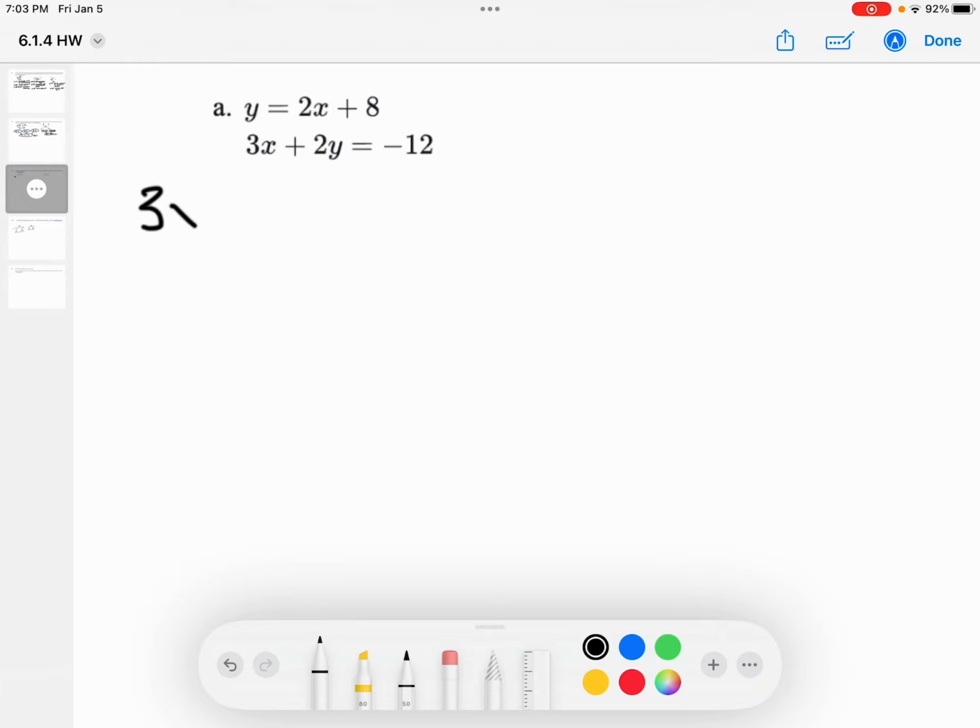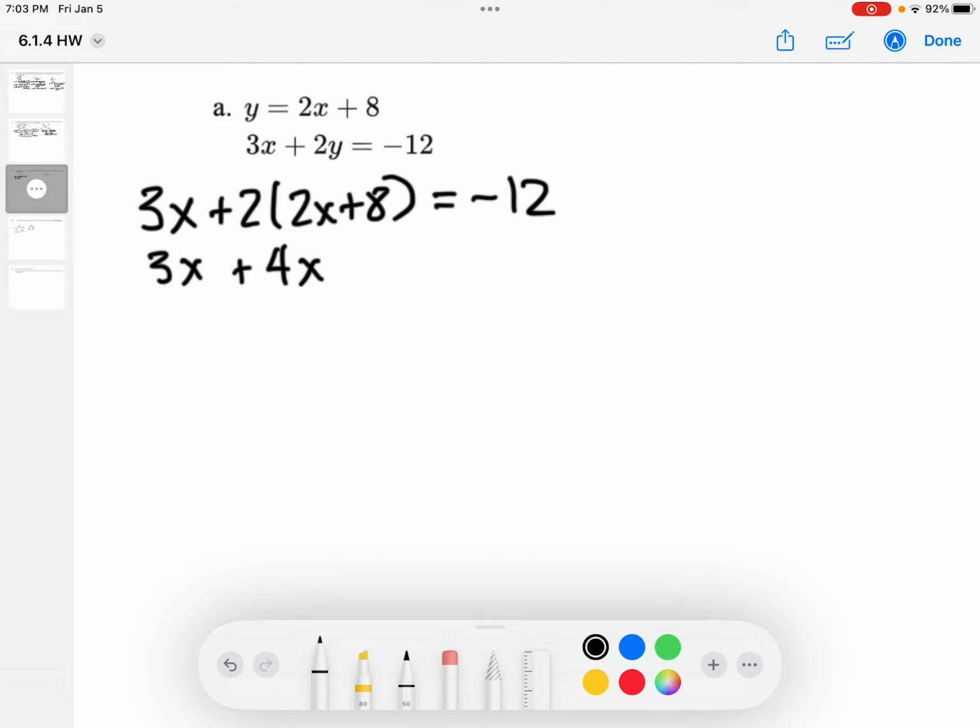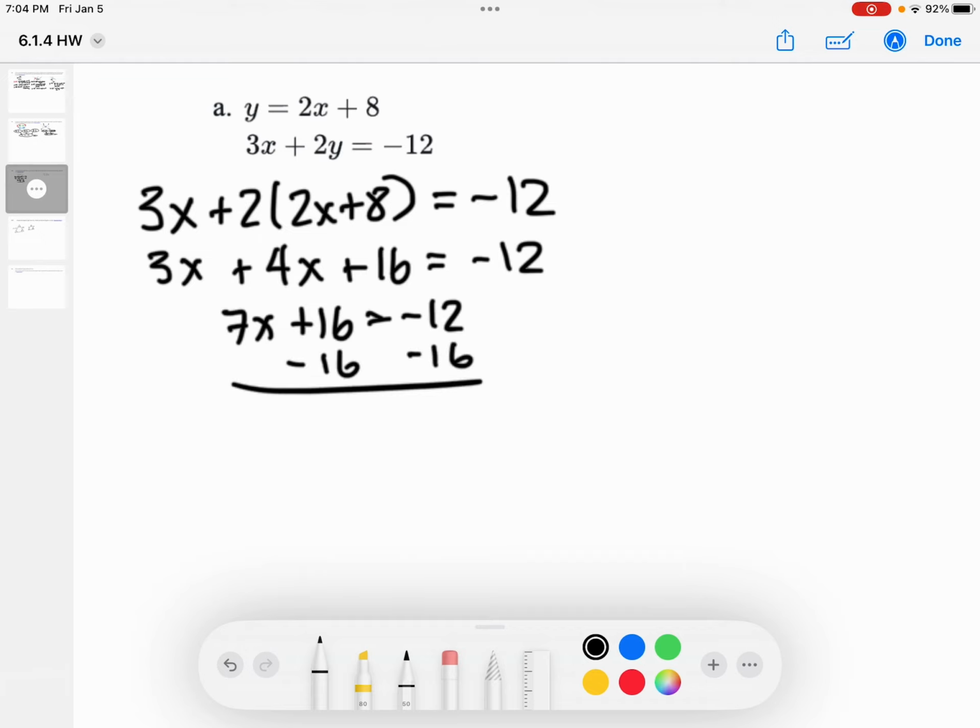So it seems like I could pretty easily use substitution here. So I'm going to substitute into the second equation 2x plus 8 in place of the y. Okay, and now I'm going to need to distribute my 2. So I get plus 4x plus 16 equals negative 12. And now we'll combine like terms. Let's see, I have 7x plus 16 equals negative 12. I'll subtract 16 from both sides. I get 7x equals negative 28. Undo the multiplication by dividing, and I get that x equals negative 4.